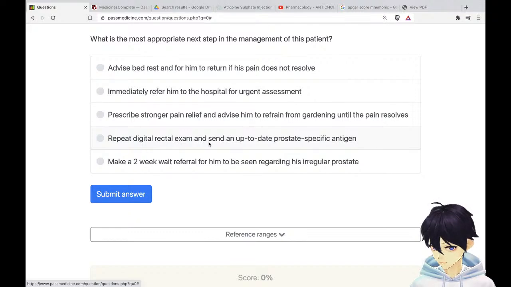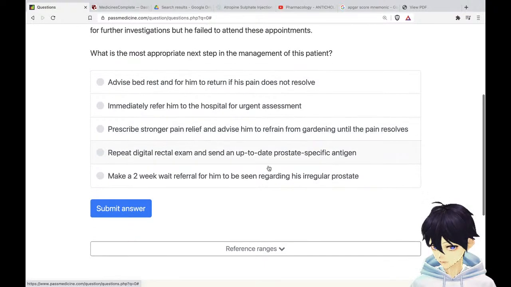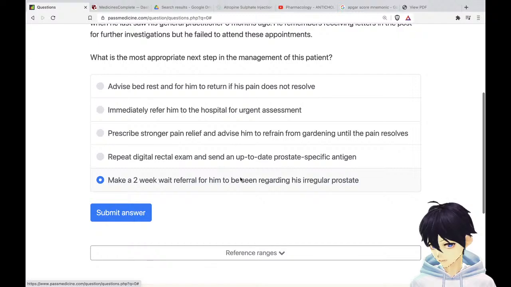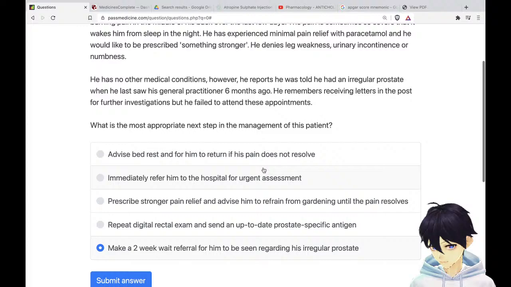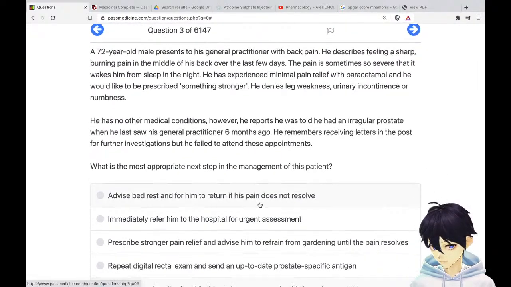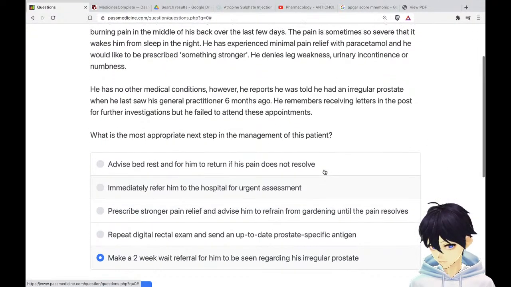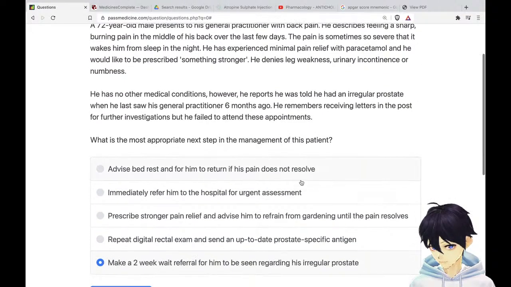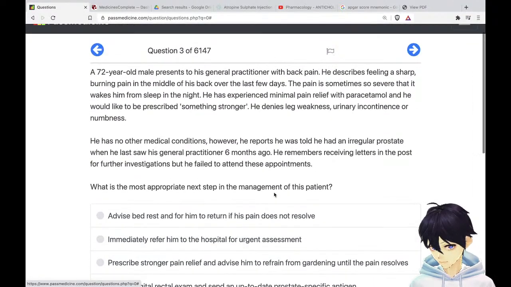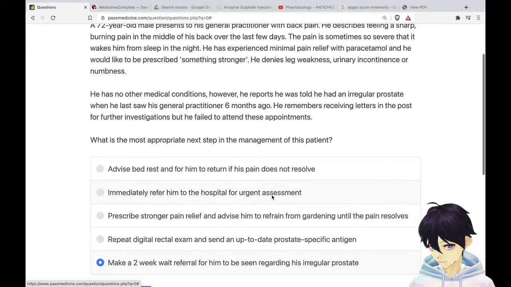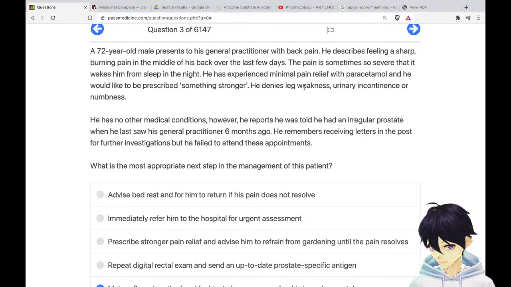Repeat digital rectal examination and send an up-to-date prostate-specific antigen. Make a 2-week wait referral for him to be seen regarding his irregular prostate. I think in the UK, the 2-week wait referral is the main thing to do, because sending him to hospital in this case might not be the best step because he is stable. And you only want to give urgent hospital assessment if he's having some acute dangerous things like spinal cord compression.